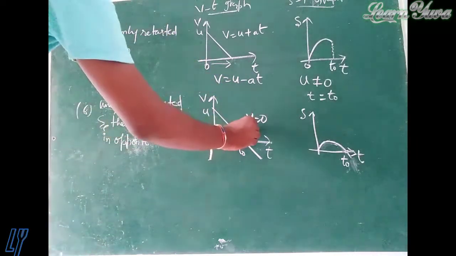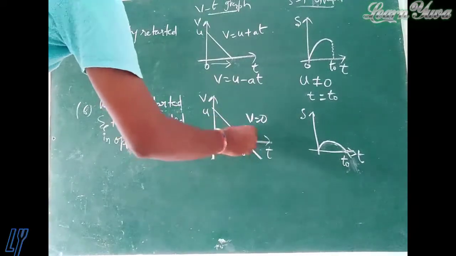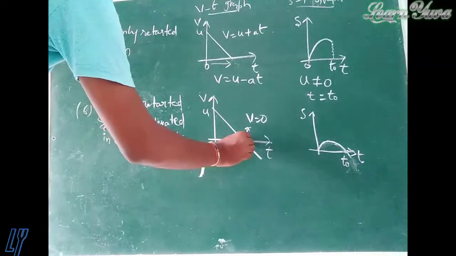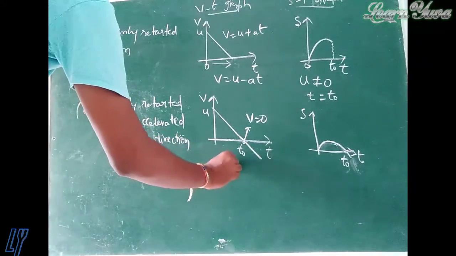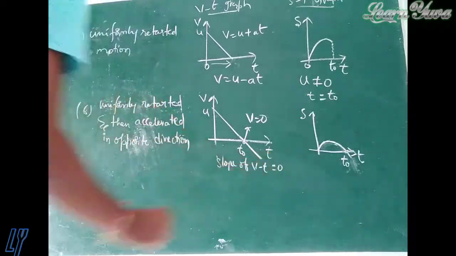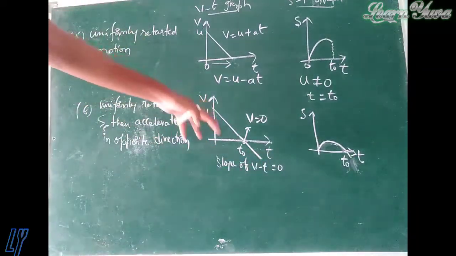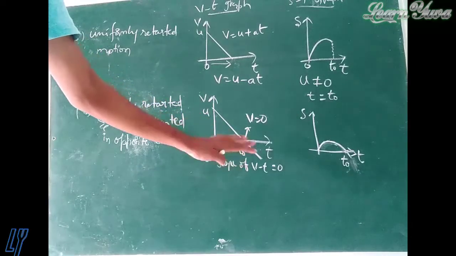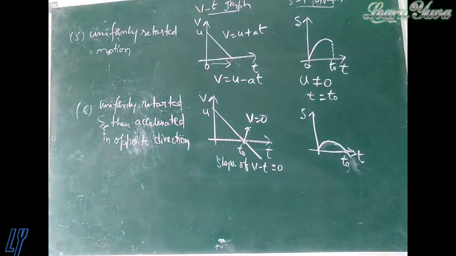So at this particular time, the slope of the velocity-time graph is also 0. At this time, the slope of the v-t graph is equal to 0, because the velocity and time at this t0 both come to 0.